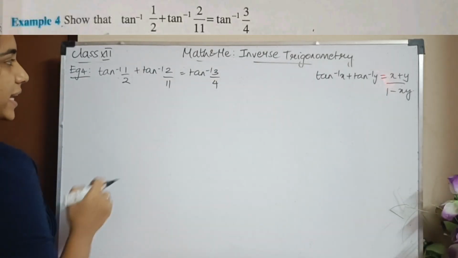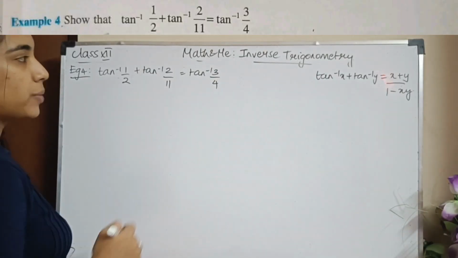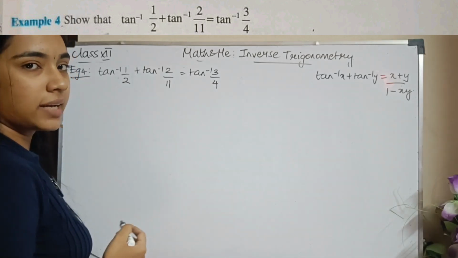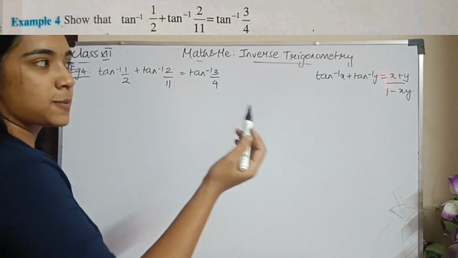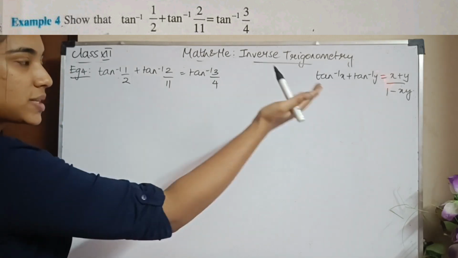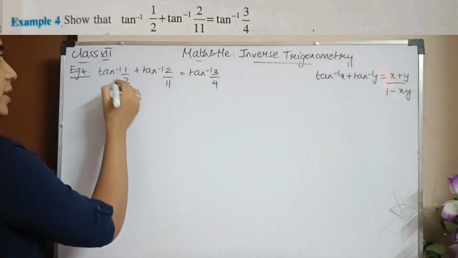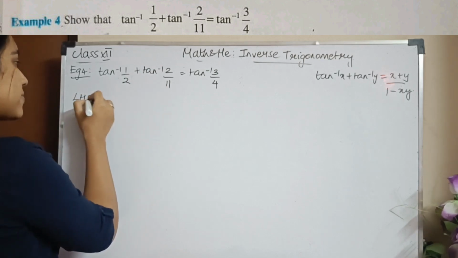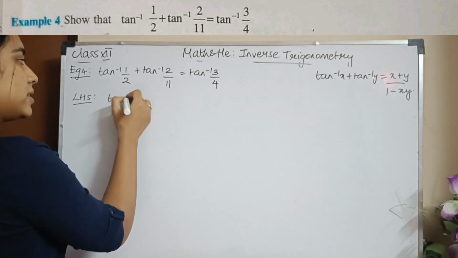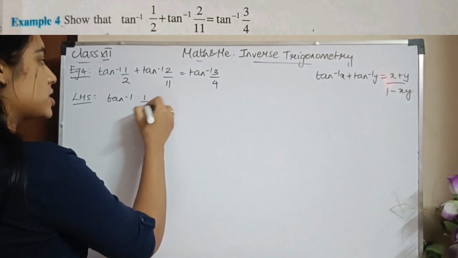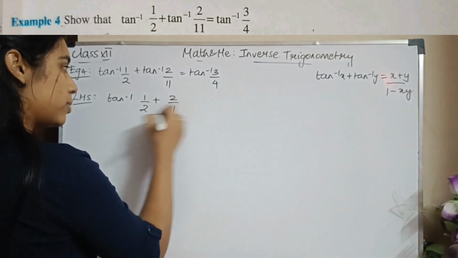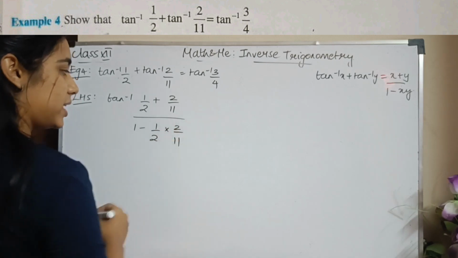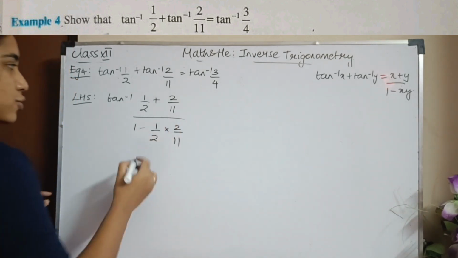Example 4, we have to prove that tan inverse of 1 by 2 plus tan inverse of 2 by 11 equals tan inverse of 3 by 4. So what formula do you know? Tan inverse of x plus tan inverse of y is tan inverse of x plus y divided by 1 minus xy. So simply substitute it in the formula. So what do I have? My LHS is going to be tan inverse of x plus y, which is 1 by 2 plus 2 by 11 divided by 1 minus 1 by 2 into 2 divided by 11. So I'm not going to cancel these two.